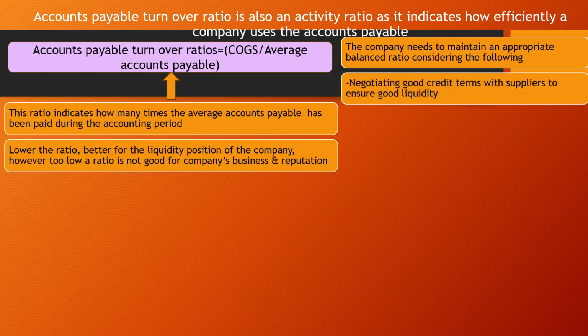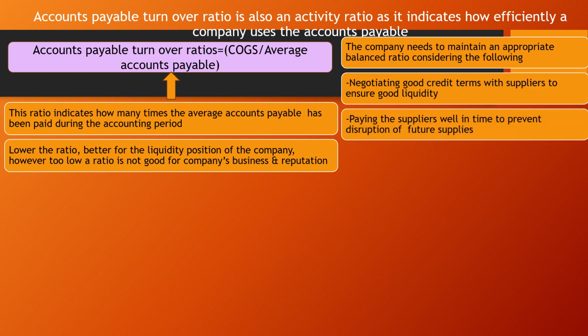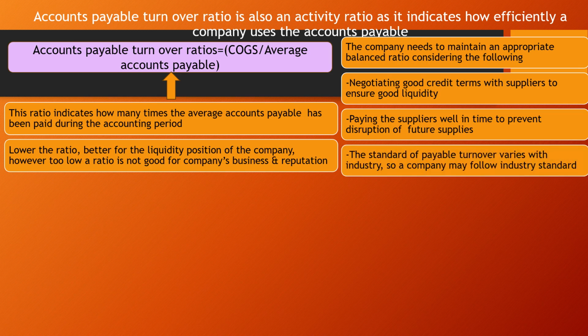Negotiating good credit terms with the suppliers to ensure good liquidity. Paying the suppliers well in time to prevent disruption of the future supplies. The standard of payable turnover varies with the industry, so a company may follow industry standard.